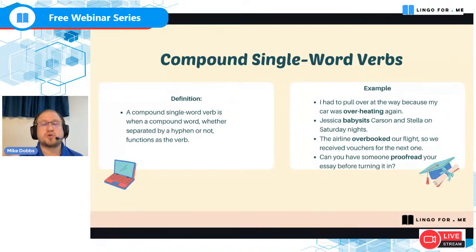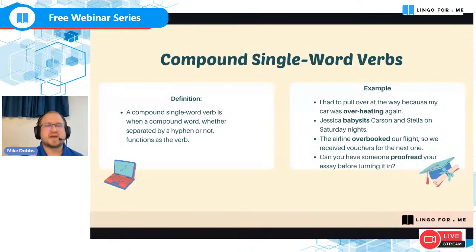Meaning you schedule or you make. Here, what happens on airplanes a lot is they overbook, and that means they take more passengers than they have capacity for. And that's because often people cancel flights or something comes up and they need to reschedule their flight to another time or day. And here they overbooked our flight, so we received vouchers for the next one.